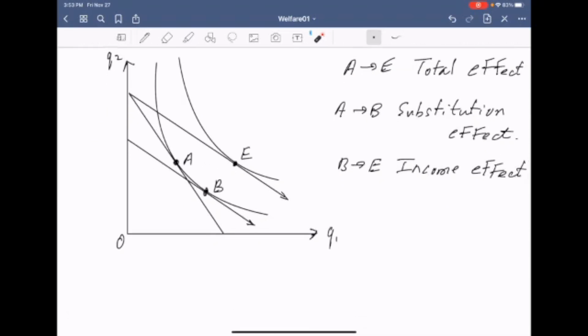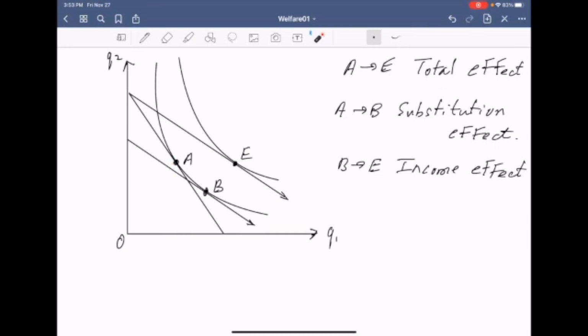So let's review a minute. Let's recall what an income effect is. So if we're looking at a change in going from an original situation A, where we have this budget line, and we're going to now reduce the price of Q1, so we're going to shift that over. So now the appropriate budget constraint has this slope. So we go from A to E, which is our total effect.